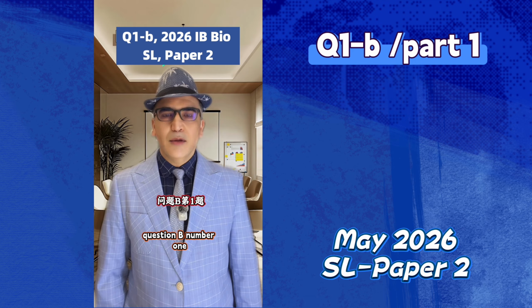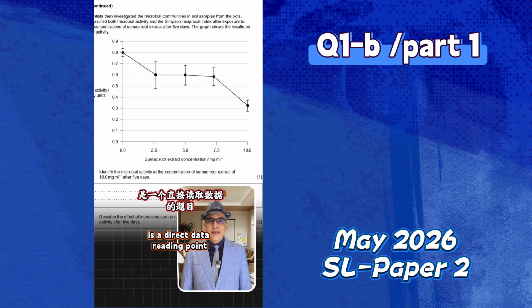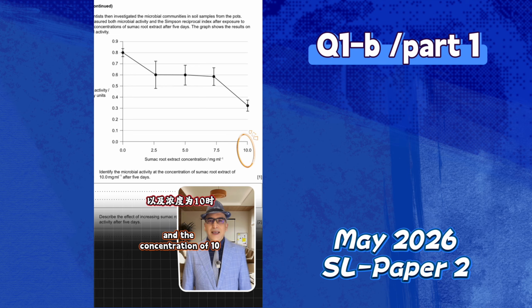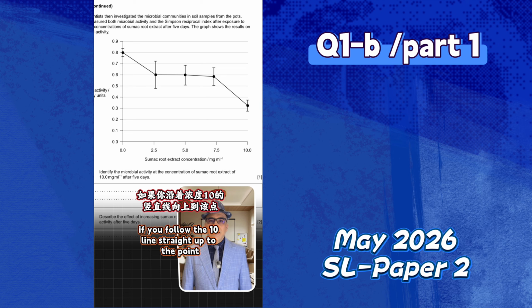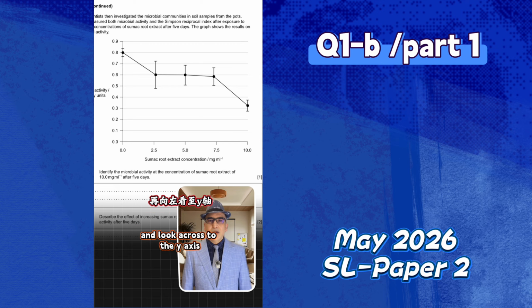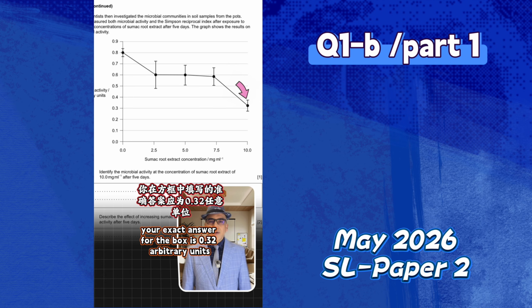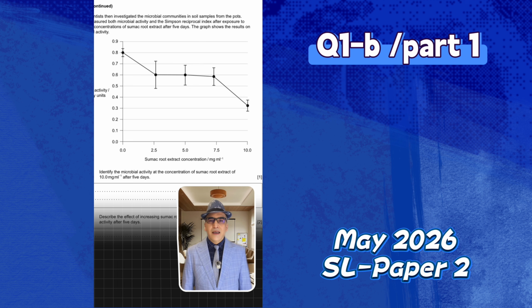Question B, number 1, is a direct data reading point. It asks you to identify the microbial activity at the concentration of 10. If you follow the 10 line straight up to the point and look across to the y-axis, it sits exactly one small square above 0.3. Each square is 0.02, so your exact answer for the box is 0.32 arbitrary units. Don't forget the units if they aren't provided on the line.